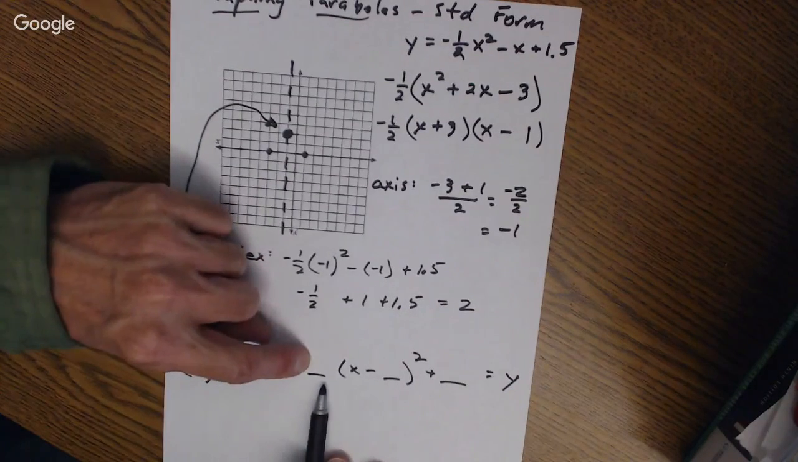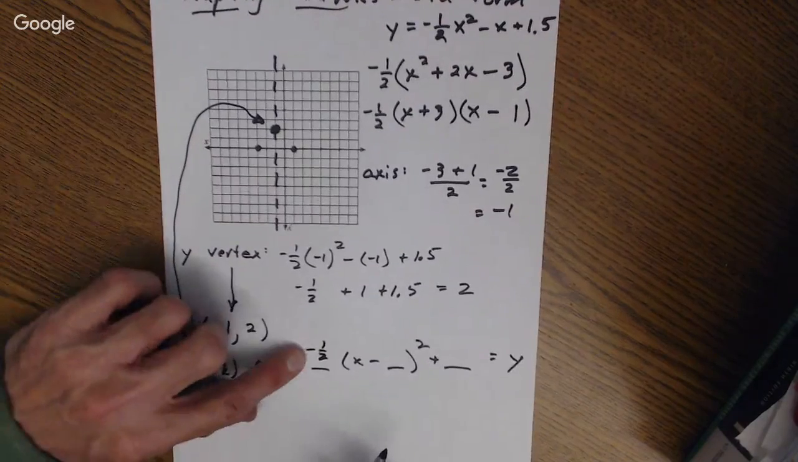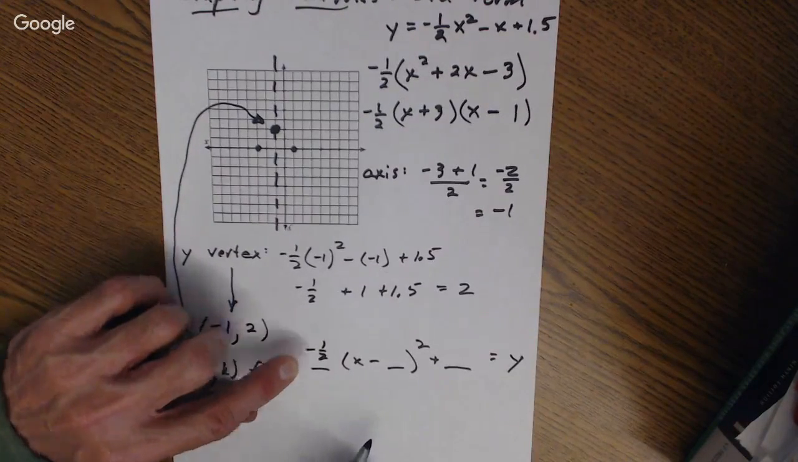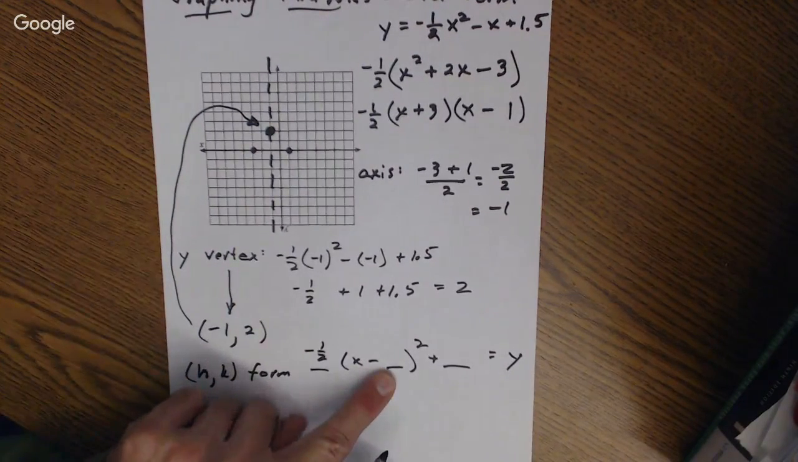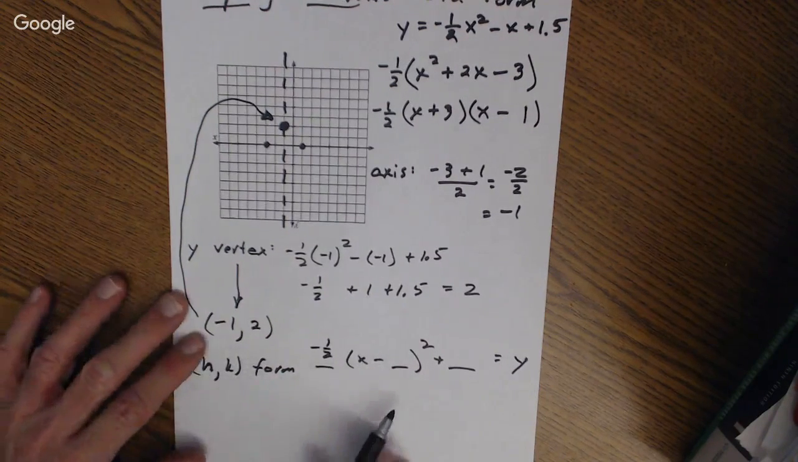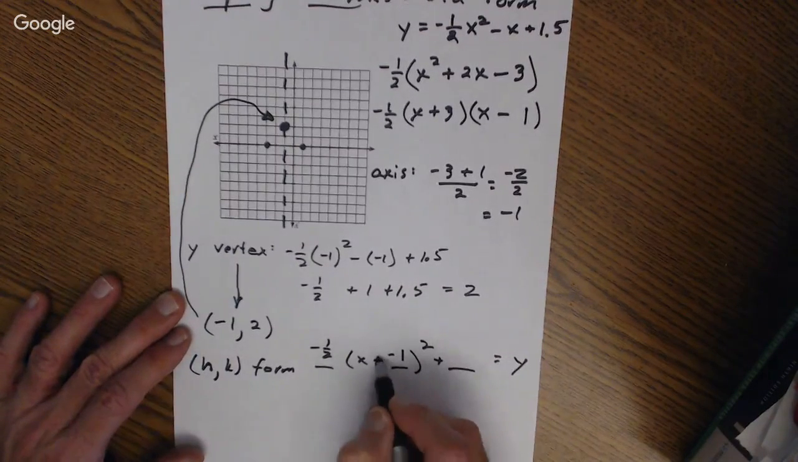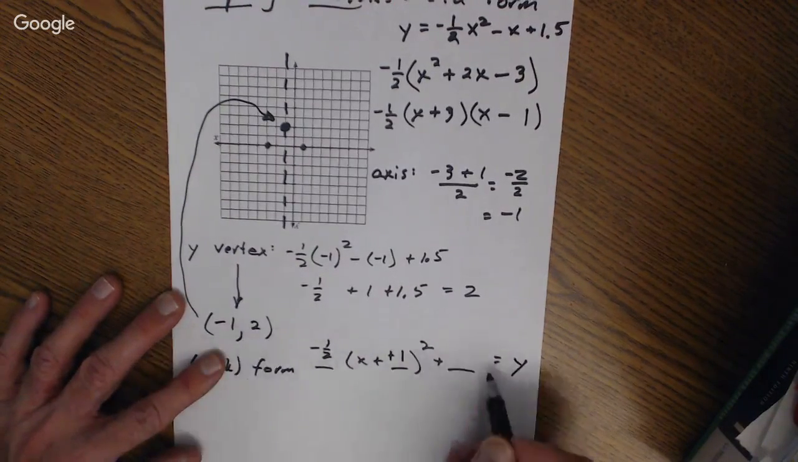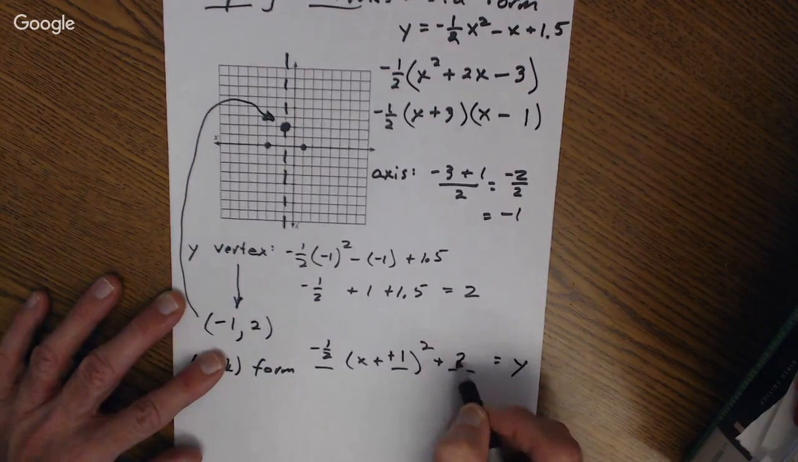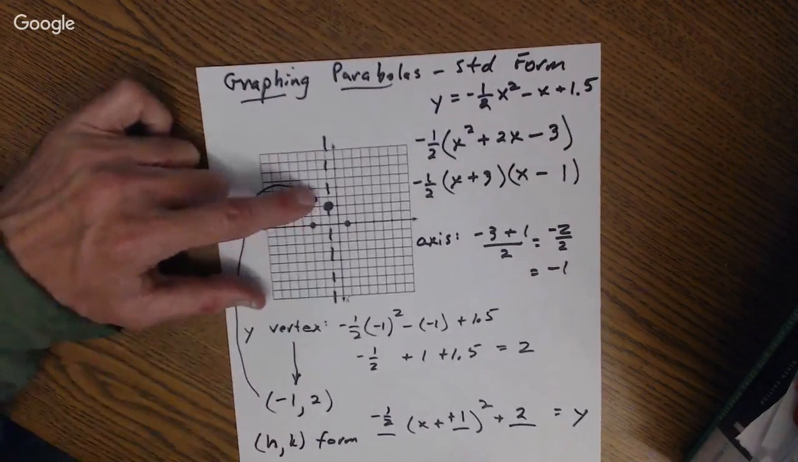So a number in front, and of course that's going to be the original negative a half. That doesn't change. So it's still negative a half in front. And then the x coordinate of the vertex goes here, so it's going to be minus a negative 1, and so it's going to become plus 1. And then the y coordinate of the vertex goes here, so it's plus 2. Okay? And now we can plot the parabola really easily.